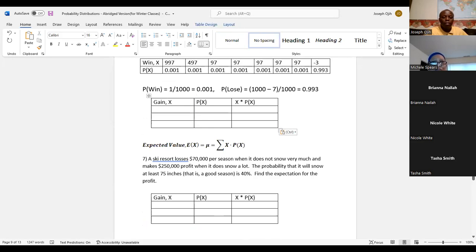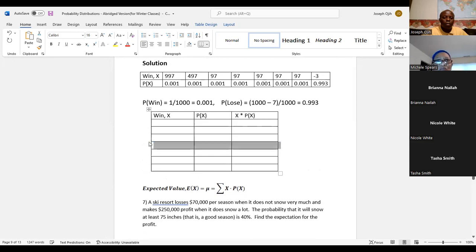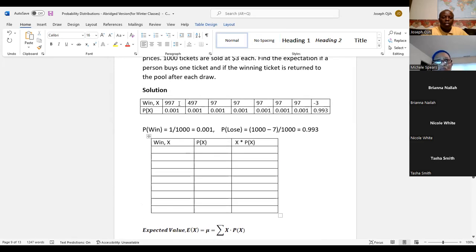You're going to have win and probability of win. So I'm going to expand this. Okay, our wins are 997, 497, 97, 97, 97, 97. There are 5 of them: 1, 2, 3, 4, 5. Okay, I have 1, 2, 3. So I have one more, 97. And of course, you lose. That means that's going to be -3.